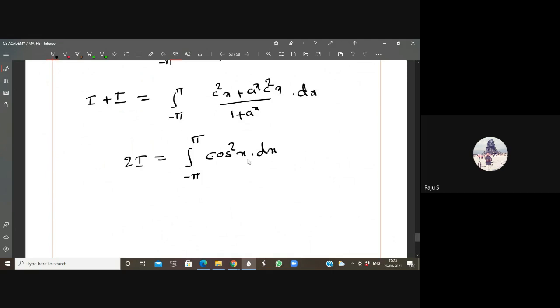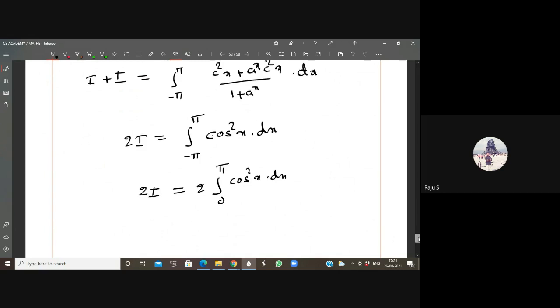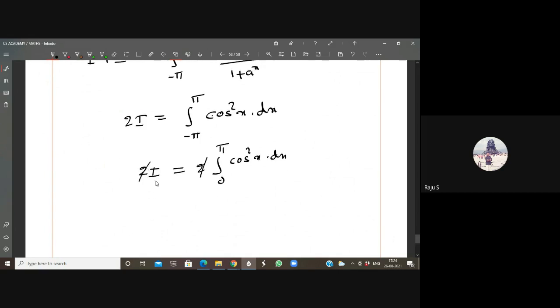And cos square is even or odd? Even. So shall I write 2 times the integral from 0 to pi of cos square x dx? Yes, we can write. The 2 gets cancelled. Let us take this as 3. Now in 3, again there is a property.